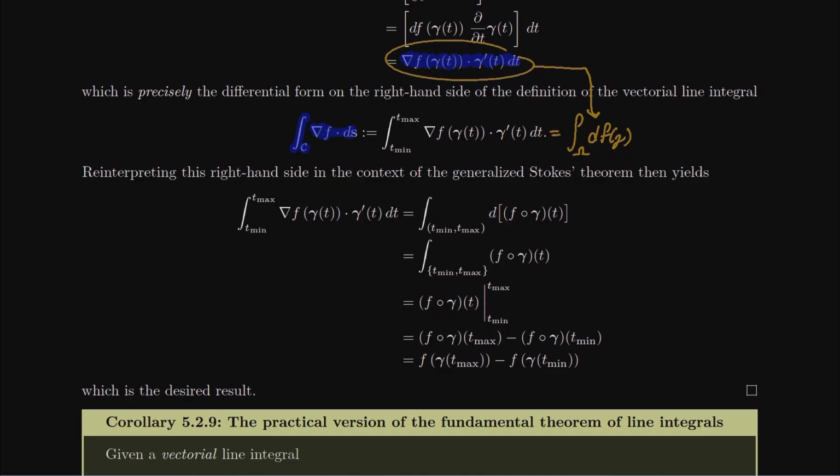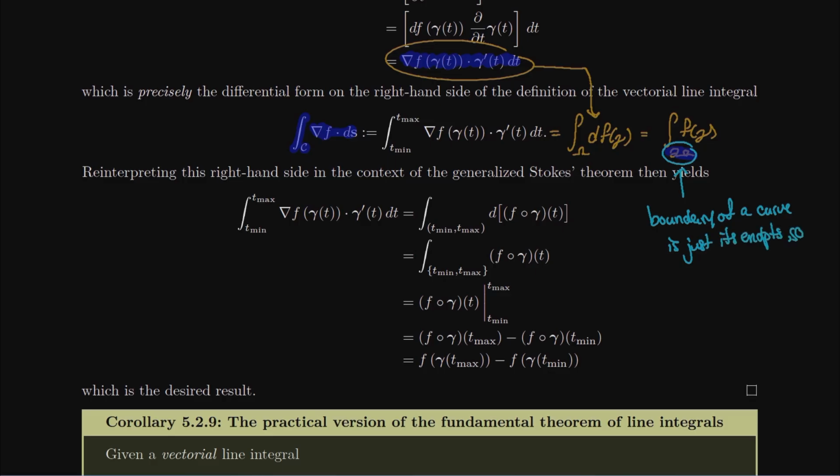But the generalized Stokes theorem says, hey, I can just evaluate now on the boundary of omega and get rid of the exterior derivative. Well, what would the boundary of my curve be? The boundary of a curve is just its endpoints.